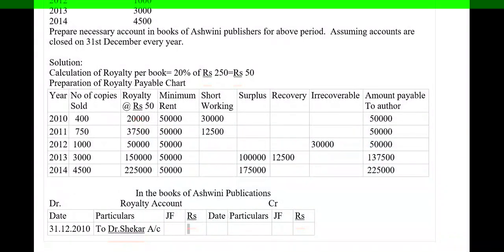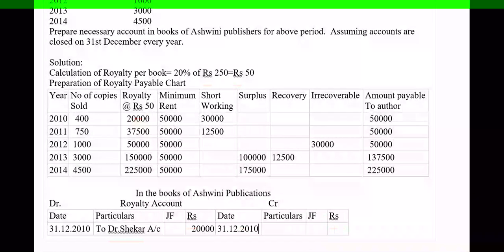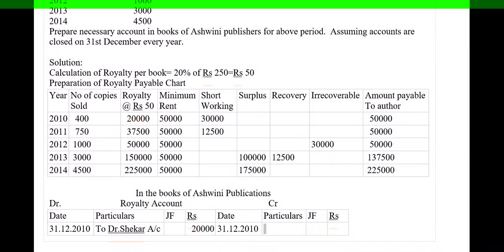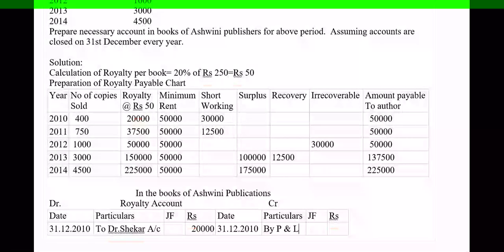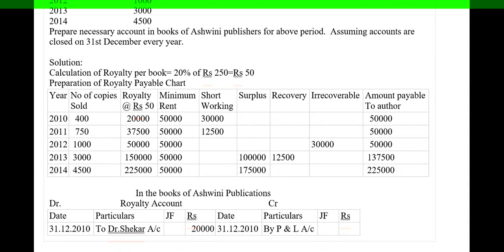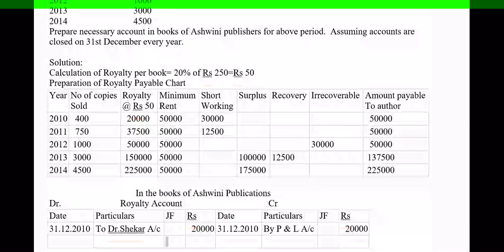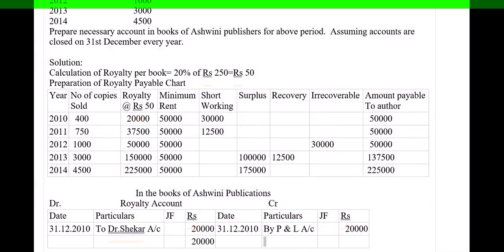20,000. Then this royalty is transferred at the end of the year. So when the royalty is transferred, it will be profit and loss account debit to royalty account. So royalty account is credited by P&L account. So here it is 20,000. Then we should take the total here. This is closed for this year.